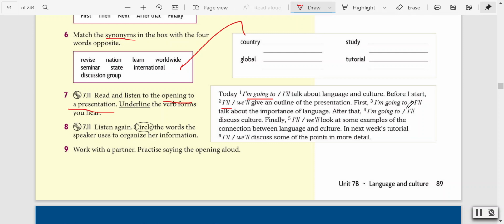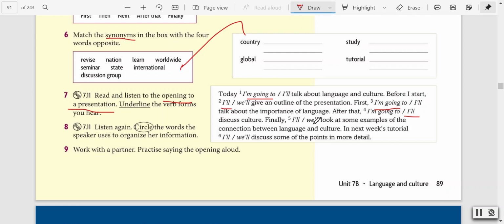First, I will talk about the importance of language. For number 3, of course, first, I'm going to talk about the importance of language. After that, I'm going to or I'll discuss. Of course, for number 4, I'll discuss culture. Finally, I will look at some examples of the connection between language and culture.